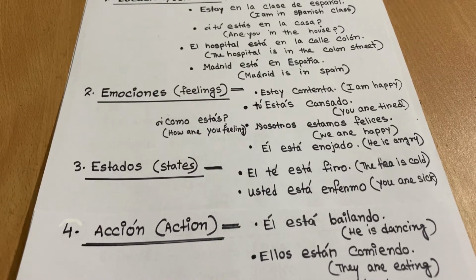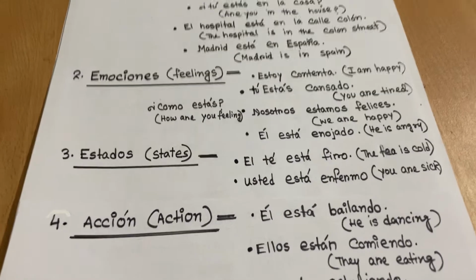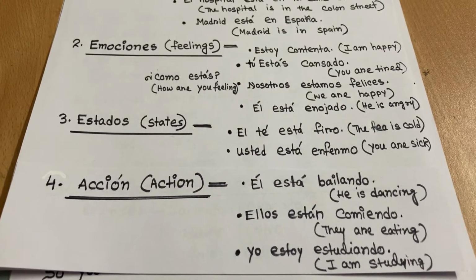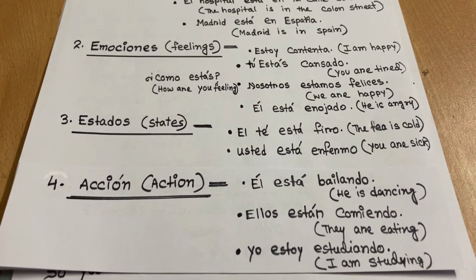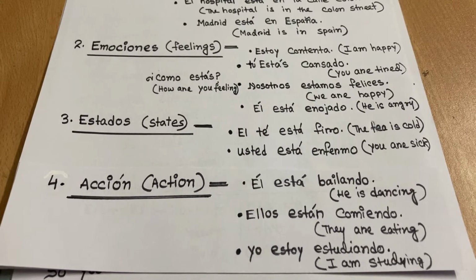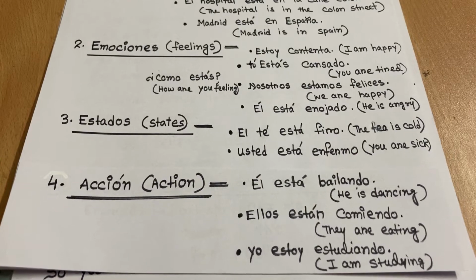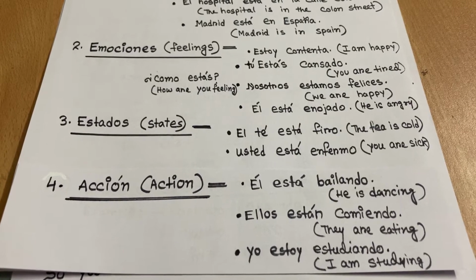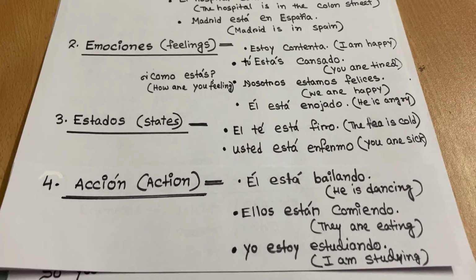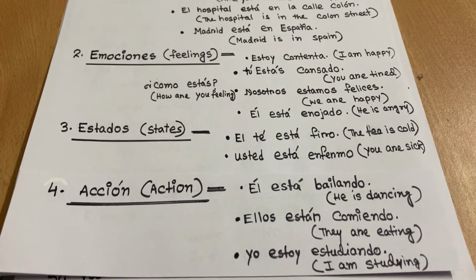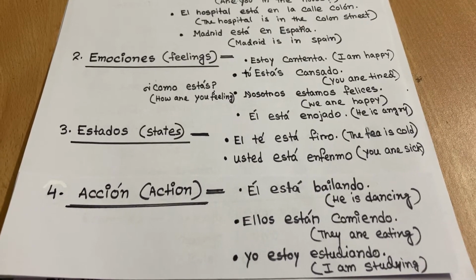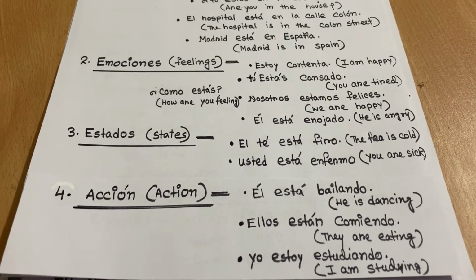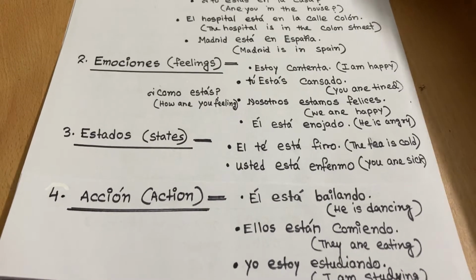Now the last one is acción. That means action. Here, action is when we are talking about any ongoing action, then only we have to use the estar verb. Ongoing action means which you are doing right now. Él está bailando, he is dancing. Ellos están comiendo, they are eating. Yo estoy estudiando, I am studying. So when we are talking about any action which is ongoing, then we have to use the estar verb. Now, these categories you have to remember very well.